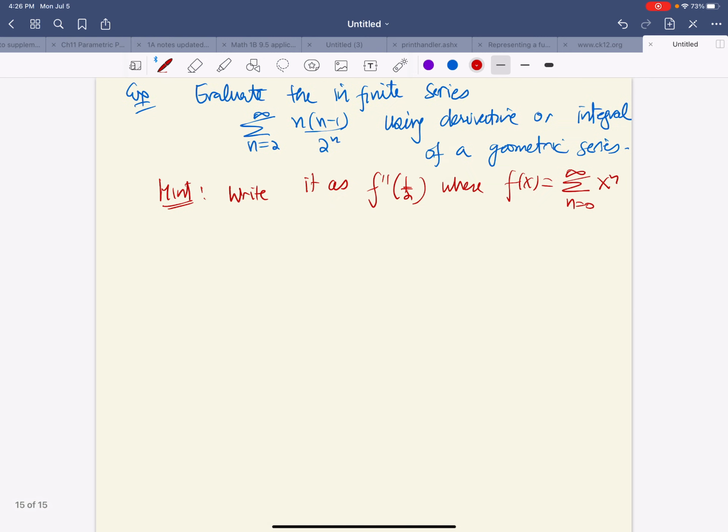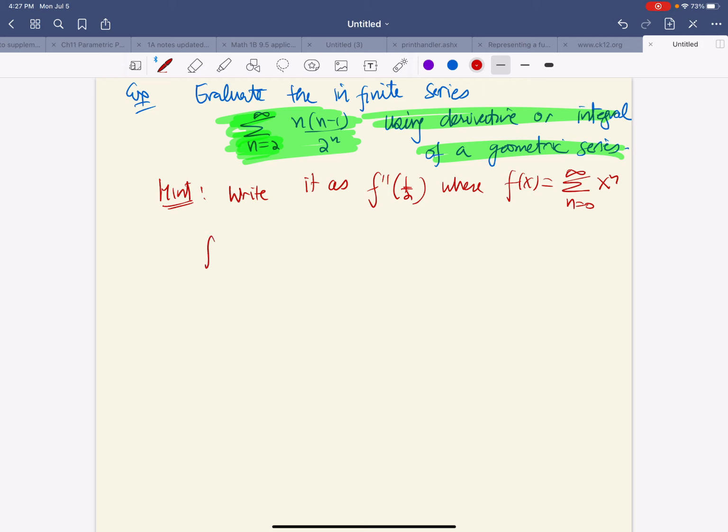Okay, another example. We have evaluated the infinite series. We want to find the sum of this series using the derivative or integral of a geometric series. The hint is that because I have n starting at 2, I'm going to have to use the second derivative. Remember, when we do the first derivative, we get n equals 1, and the second derivative, n equals 2. So let me see now.